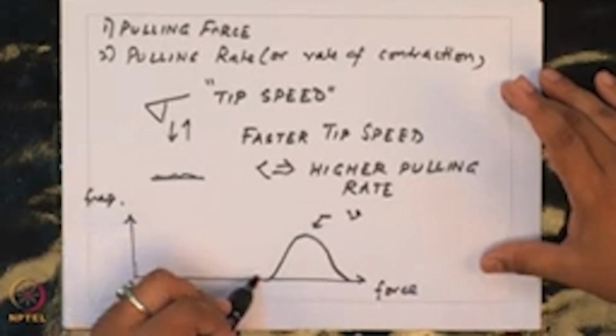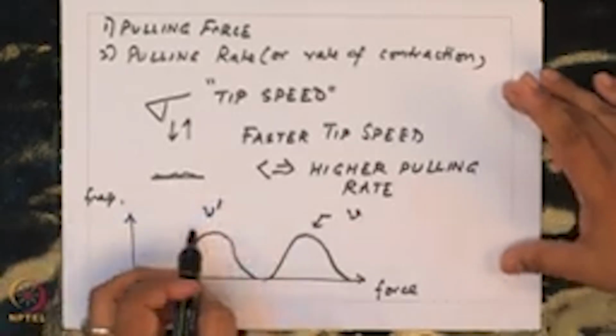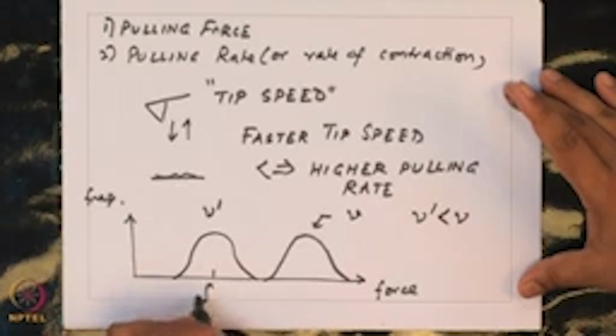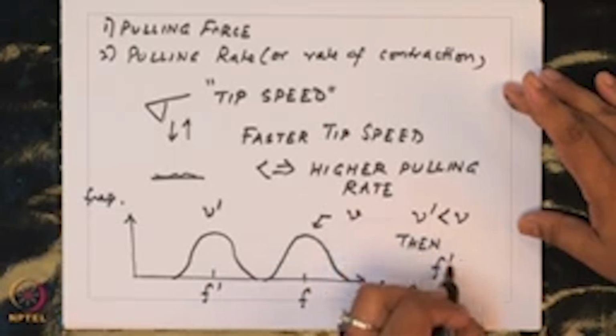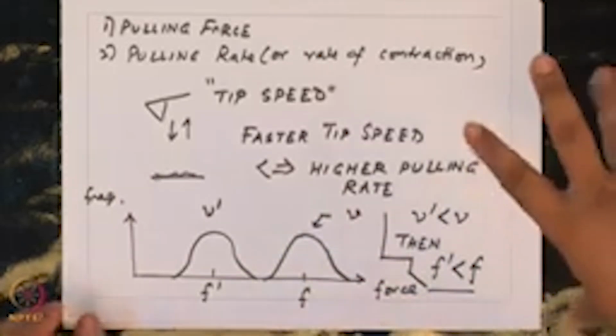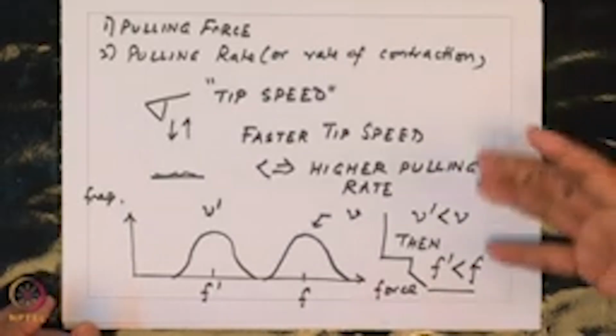What has been observed for many proteins and many domains is that if you pull the protein at a tip speed v prime which is less than v, then f prime is also less than f. In other words, if you pull a protein slowly, it takes less force to unfold the same protein. This is very interesting, but it also says that even if the same magnitude of force is exerted, the rate at which a protein is pulled also matters.